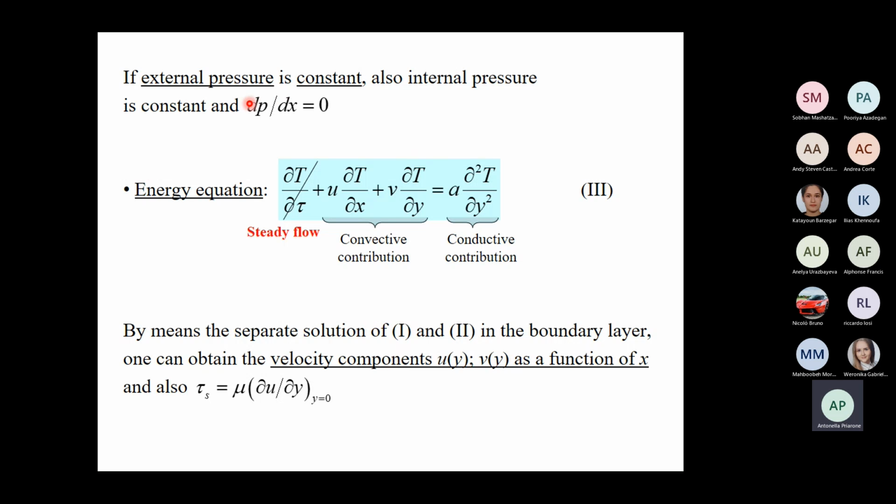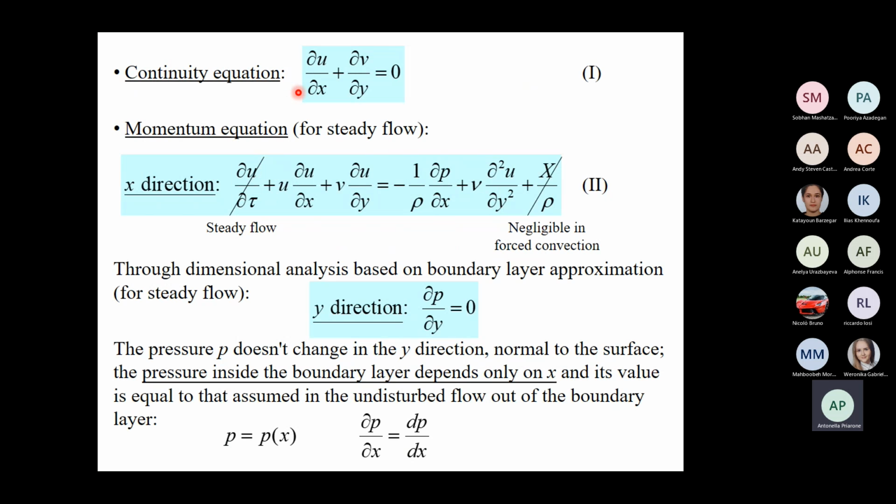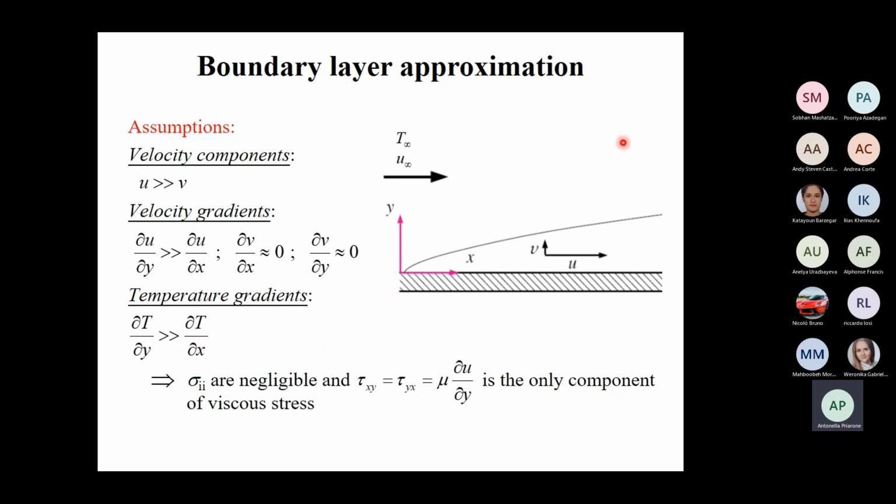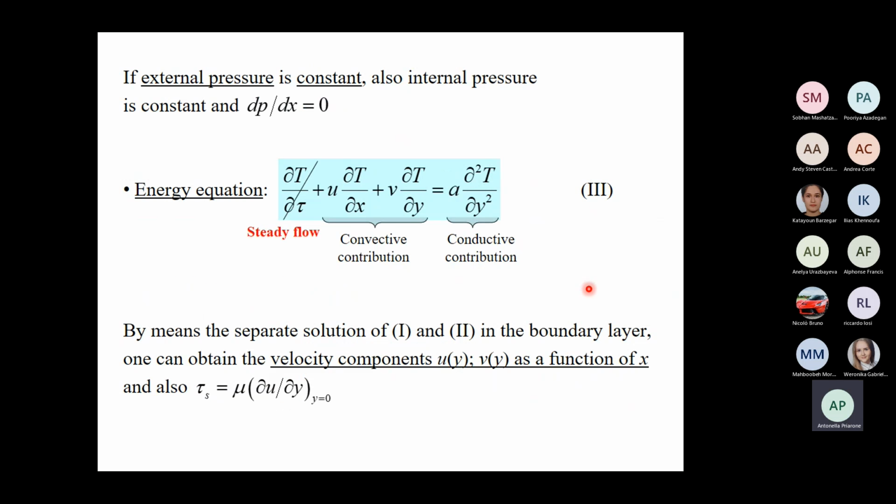And so, this one, saying that the pressure does not change in the y direction, means also that if the external pressure is constant, so if outside the boundary layer the pressure does not change with x, also inside the boundary layer the pressure does not change with x. For example, if I consider exactly this case with a horizontal flat plate, I can assume that the pressure does not change with x outside the boundary layer. Immediately, I can deduce that also inside the boundary layer the pressure does not change with x, and I will simplify it in the x momentum equation.